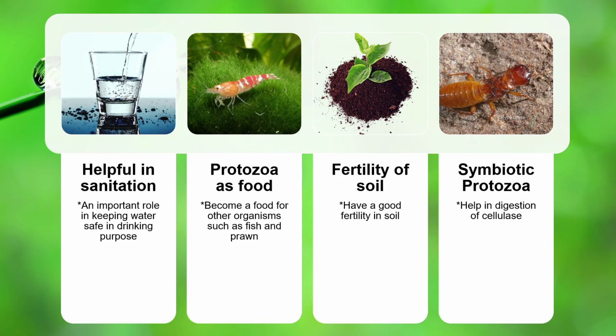And the last one is symbiotic protozoa. Protozoa help in the digestion of cellulose. Certain protozoa like Trichonympha and Colonympha live in the gut of termites, which helps in the digestion of cellulose. The digested cellulose is utilized by the host.